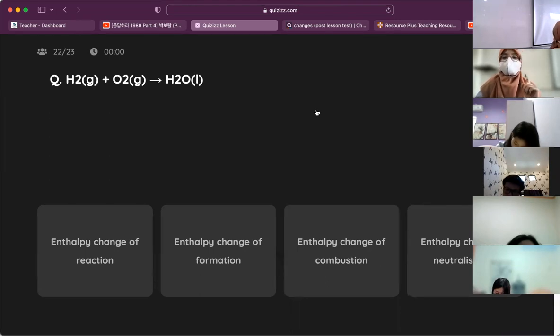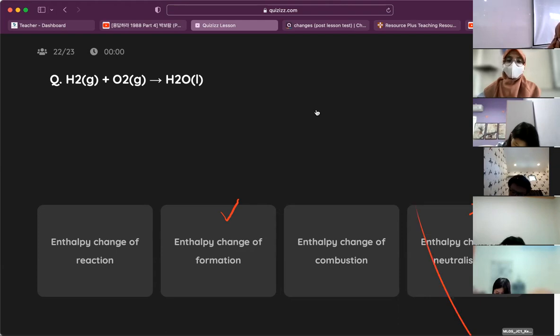So it's incorrect if you are answering enthalpy change of neutralization. Okay, so you can answer this one as enthalpy change of formation. Yes, it's correct, but you cannot answer this one. What about enthalpy change of combustion?